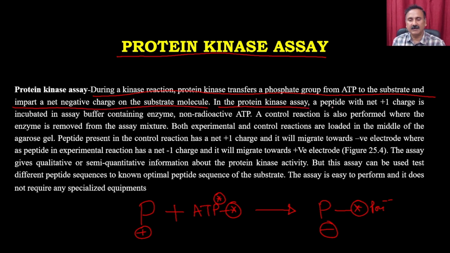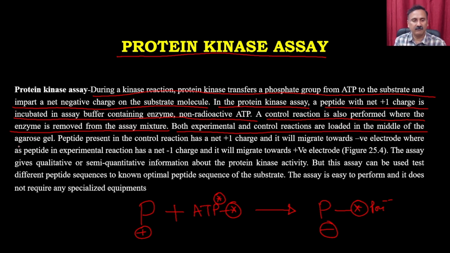In the protein kinase assay, a peptide with a net +1 charge is incubated in the assay buffer containing enzyme and non-radioactive ATP. A controlled reaction is also performed where the enzyme is removed from the assay mixture. Both experimental and controlled reactions are loaded in the middle of the agarose gel. So the peptide present in the control reaction has the positive charge and it will migrate towards the negative electrode. Whereas the peptide in the experimental reaction has the net minus charge and it will migrate towards the positive electrode.